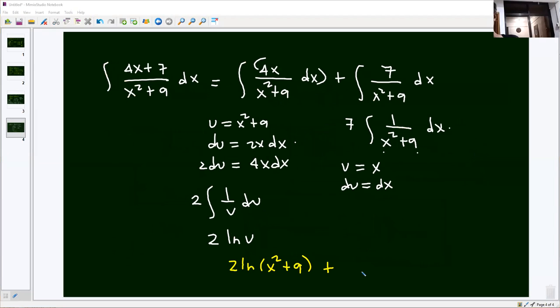7, tapos ang integral niya 1 over a. Kaya 1 over a I have to write para guide. a is 3. Right? u is x, a is 3. Sabi 1 over a, kaya may 1/3. So, it's 7/3 and then arctan of u over a. So that's x over 3. And then plus c. See that? Yun na, tapos na yung integral na yun. Okay? Now, let's have the next.